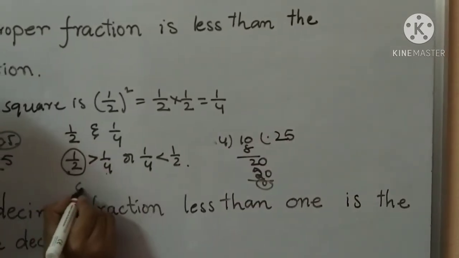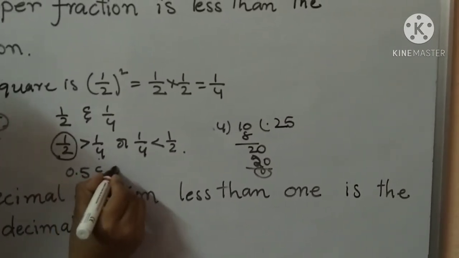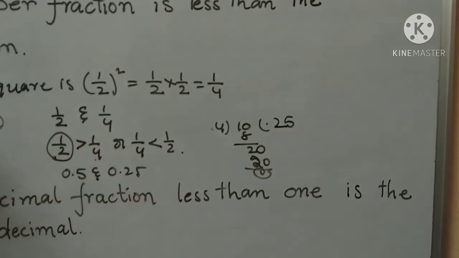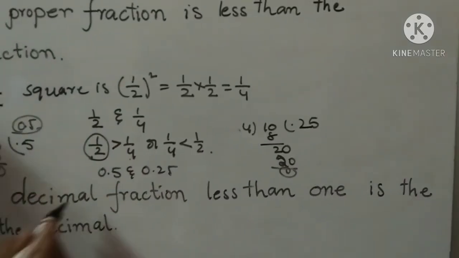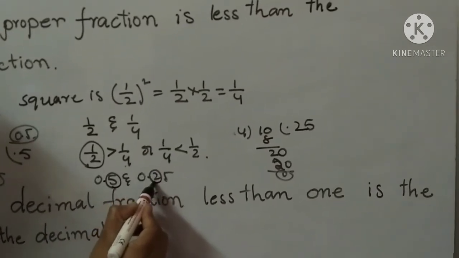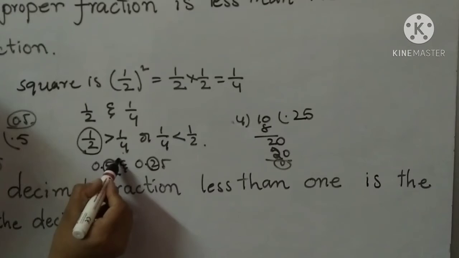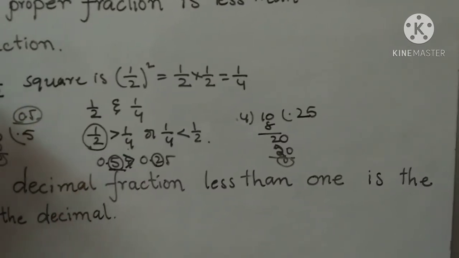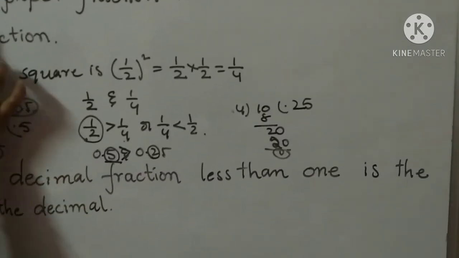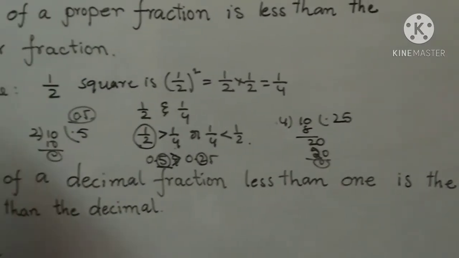So observe 0.5 and 0.25. Which is the big number? After the point, 5 is there in one and 2 is there in the other. Observe that 5 is greater, so 0.5 is greater. Okay children, the square of a proper fraction is less than the proper fraction.